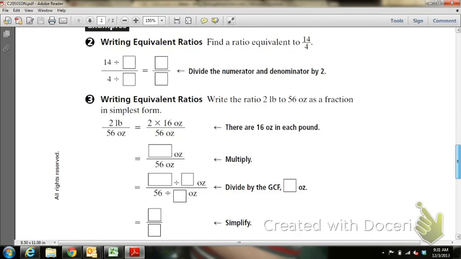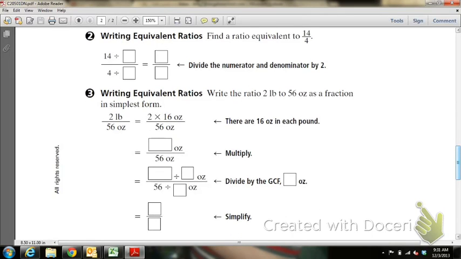Now we're going to write some equivalent ratios. So they're going to give you a ratio, 14 to 4, and they're going to ask you to write some equivalent ratios. So what we're going to do is we're going to divide the numerator and the denominator by, they chose 2 because it's the GCF. It's the greatest common factor. So 2 goes into 14 and 4. So you can divide them both and you get 7 over 2. So that's an equivalent ratio because I reduced it.